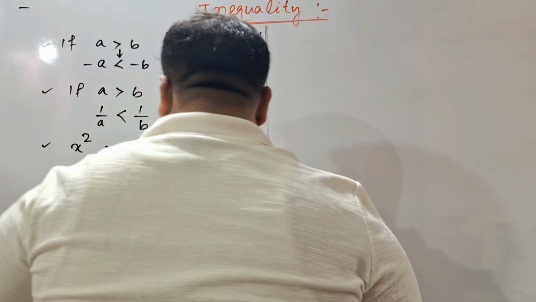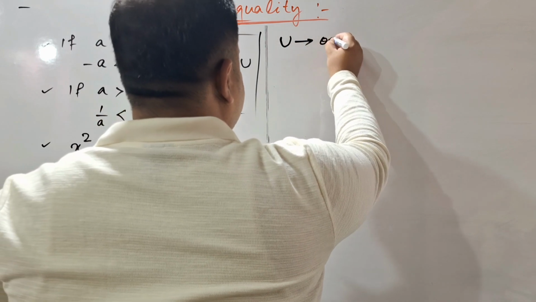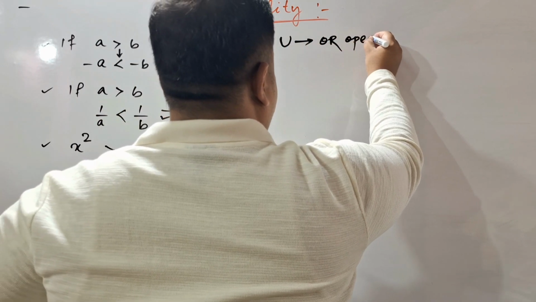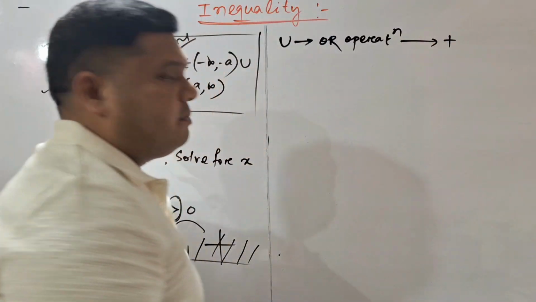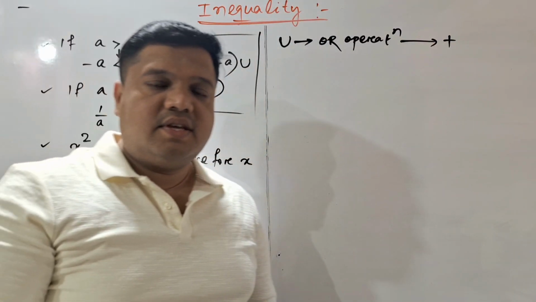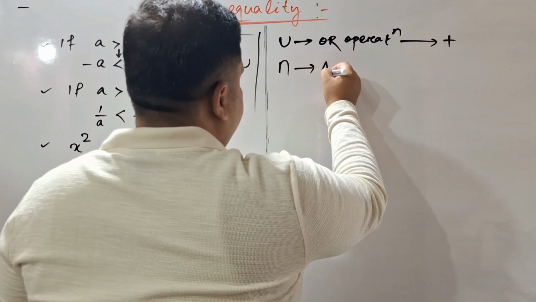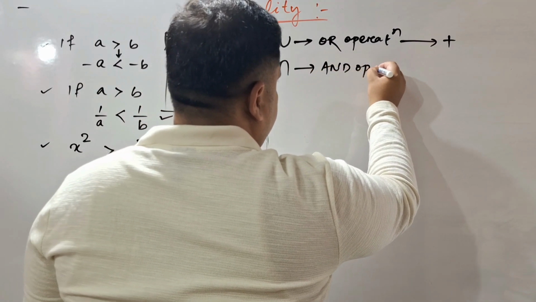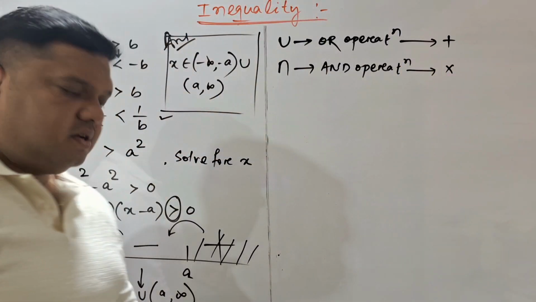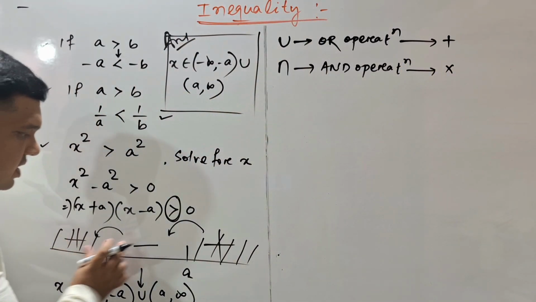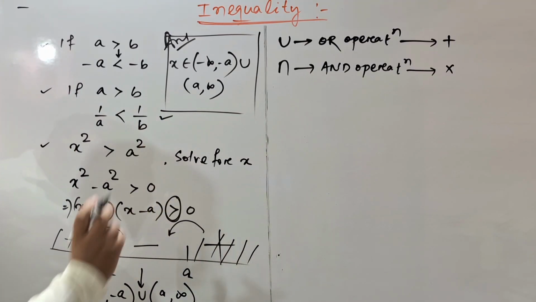here my answer is done: union. What do you mean by union? Union means OR operation. OR operation means addition. That means whenever you have a choice, you take union. Similarly, intersection means AND operation, and this is called multiplication. So here I have to select this region or this region, two regions I have to select. That's why I am using union.